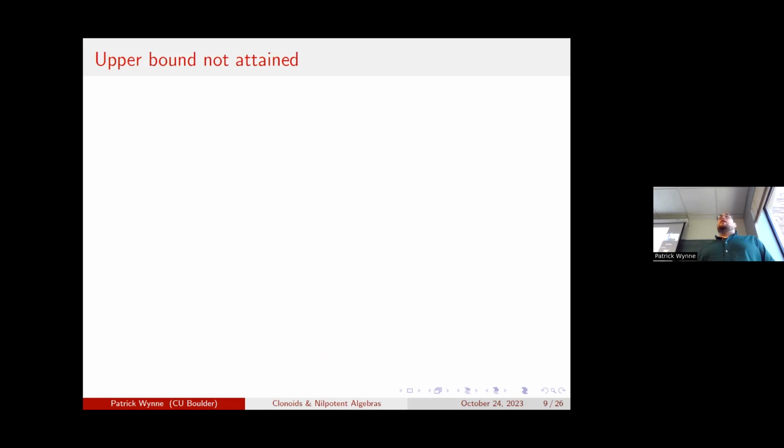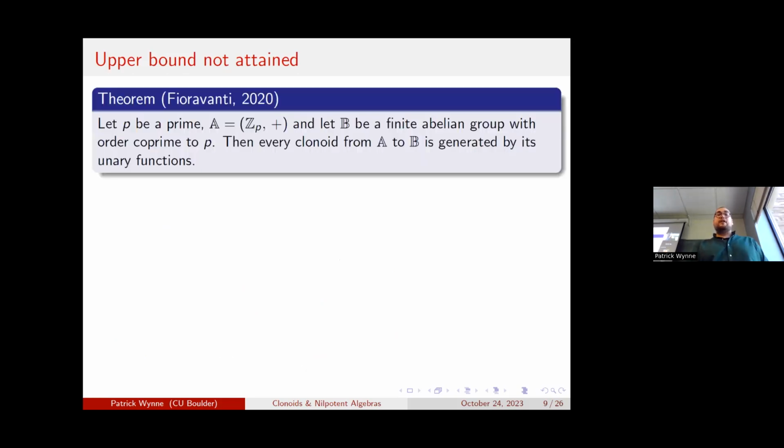Okay, and in other cases, we don't obtain our upper bound. So in general for finite modules, there's at most countably many clonoids, but in some cases the number turns out to just be finite. Stefano Fioravanti showed that for a prime p, if we take the algebra A to be the integers modulo p, and B to be some other finite abelian group whose order is coprime to p, then every clonoid from A to B is generated by its subset of unary functions. And since A and B are both finite in this case, there's only finitely many unary functions, and so there's only finitely many clonoids from A to B.